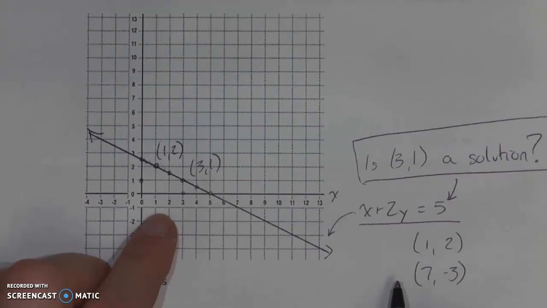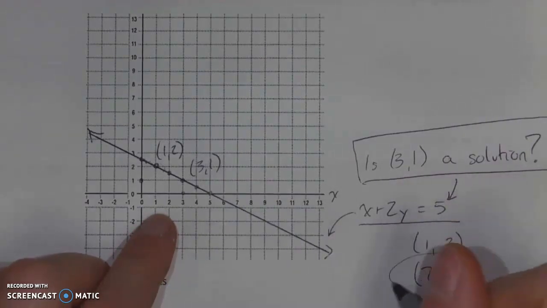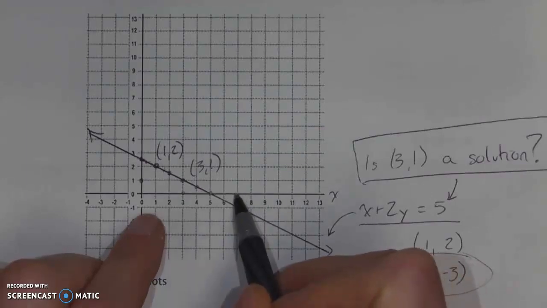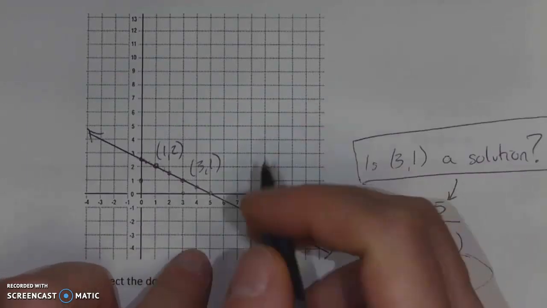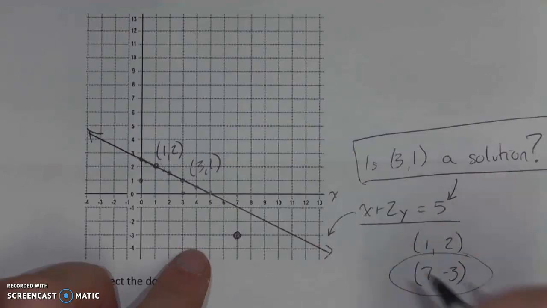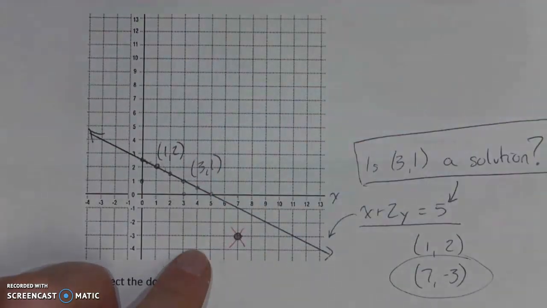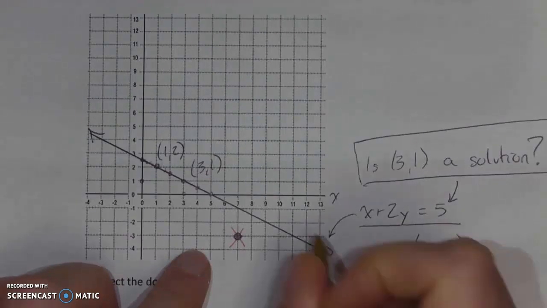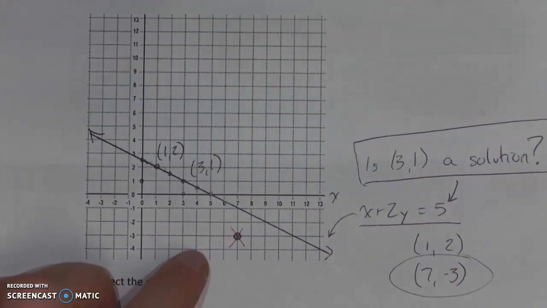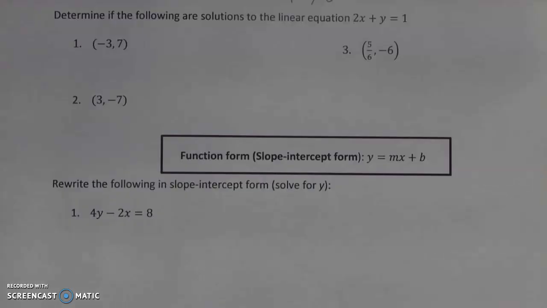Now you can also see points here that would not be solutions. For instance, our 7, negative 3, while it is a point on the graph, is actually nowhere near our line. So that means that since it's not on the line, it is not a solution. So with a graph, you can easily see all the solutions to an equation.